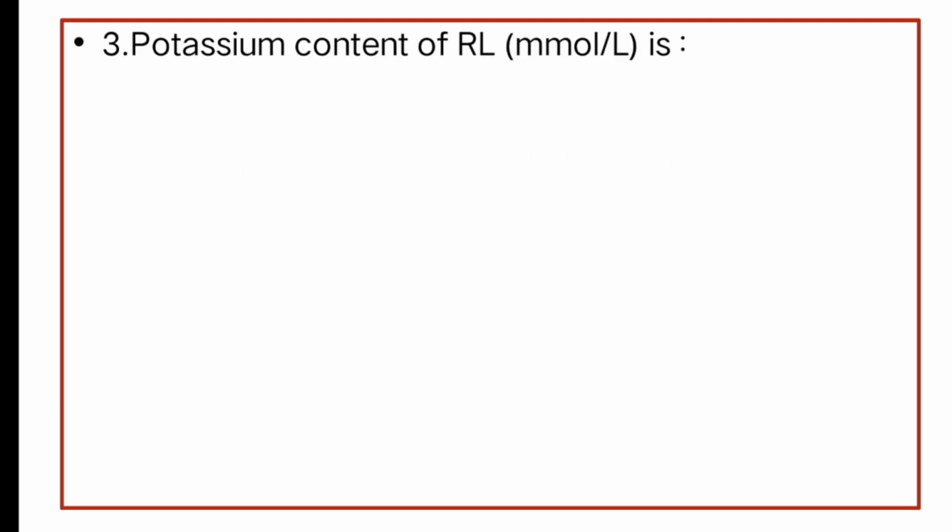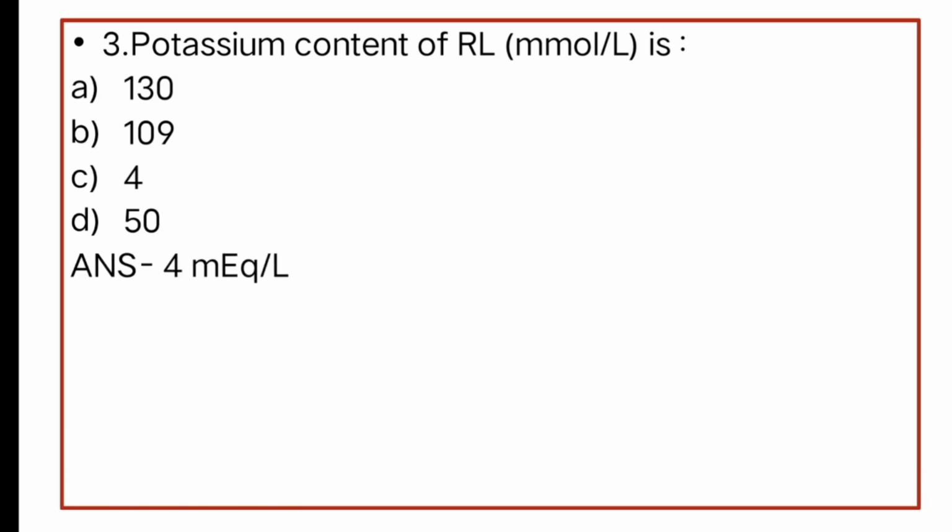The next question is, potassium content of RL in mmol per liter is. Here among the options, how much potassium is present in the RL? Option A 130, option B 109, option C 4, and option D 50. With these four options, the correct answer is option C, 4 milliequivalent per liter.